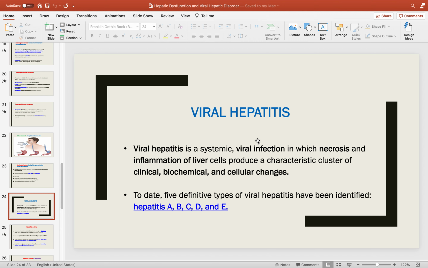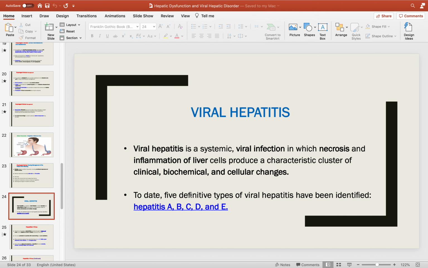In this slide I will explain more about viral hepatitis and the types of hepatitis. Viral hepatitis is a systemic viral infection in which the necrosis and inflammation of the liver cells produce a characteristic cluster of clinical, biochemical, and cellular changes.